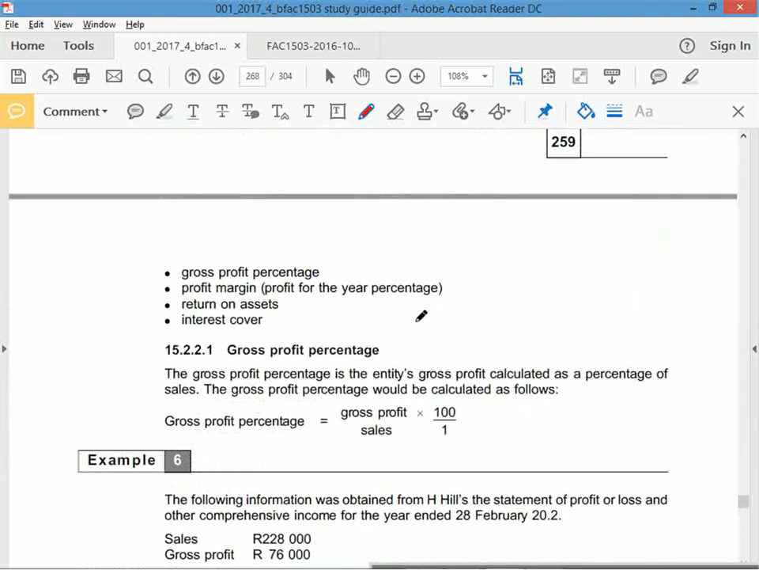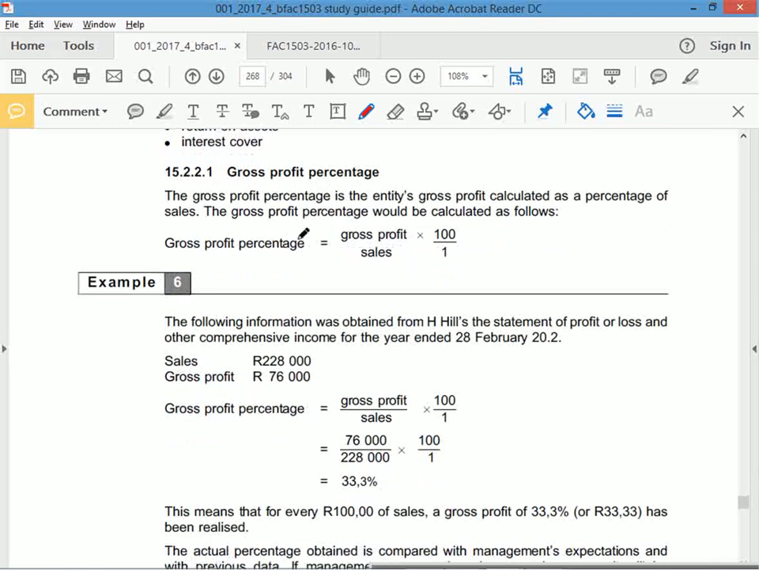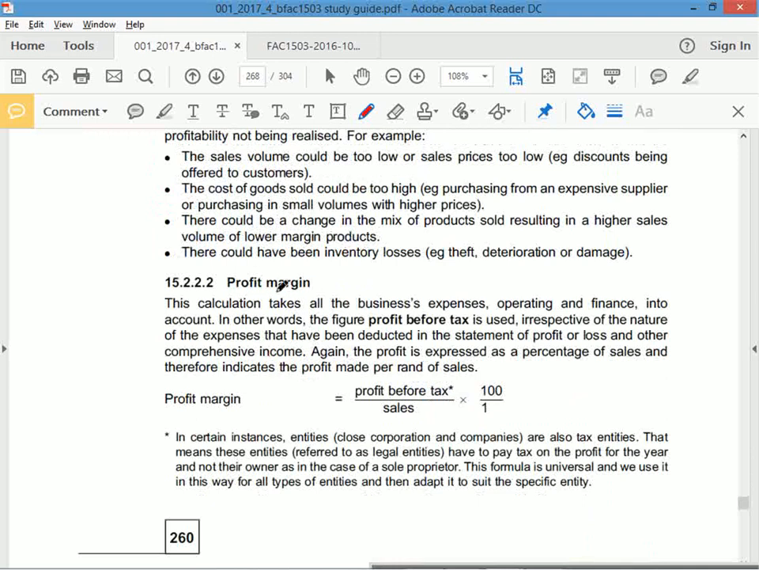Okay, then you've got profitability. There's gross profit margin percentage. With these, you always have sales as the denominator. It's either gross profit margin or net profit margin or profit margin, or percentage, and that's what they refer to it as. Sales is always the denominator. Then you just change the numerator. If it's gross profit percentage, it's gross profit over sales. If it's profit margin, then it's profit before tax over sales. You're just changing the numerator.